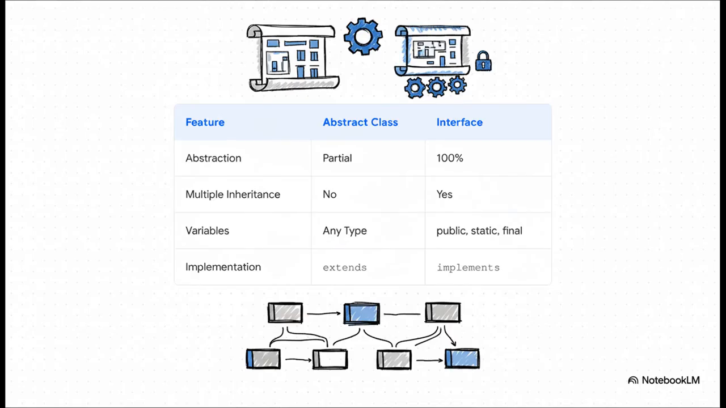In Java, there are two main ways to do this, with abstract classes and with interfaces. An abstract class is kind of like a partial blueprint. It can give you some of the methods already built, but it leaves some blank for you to fill in. An interface, on the other hand, is a pure blueprint. It's a contract that says, hey, if you use me, you have to build these specific methods yourself. The really big difference here is that a class can only have one parent, but it can implement multiple interfaces. And that's how Java lets you build some really powerful and complex designs.